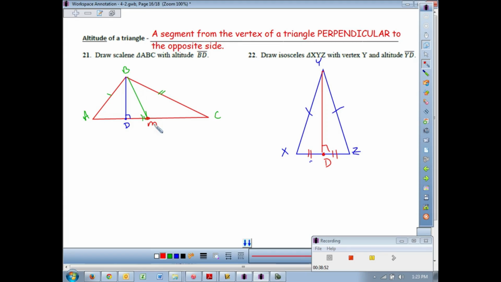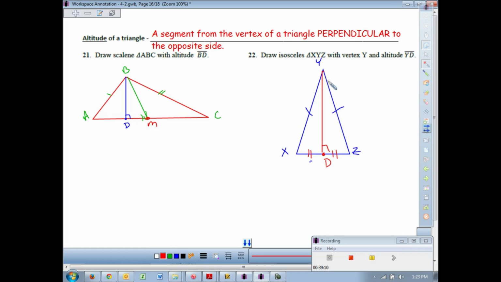Here was the altitude, and here was the median. What did you see? How many segments? Two different segments. What kind of triangle was this? Here's the altitude. Here's the median. How many segments do you see? What kind of triangle was that?